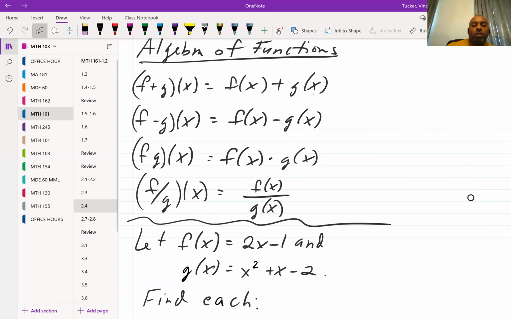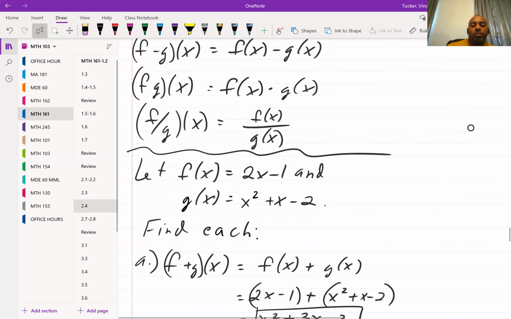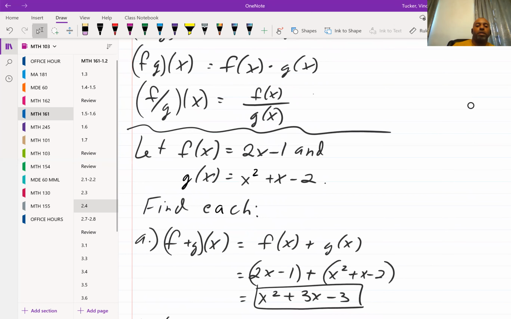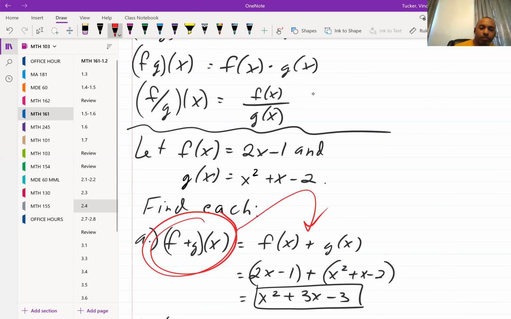All right, and scroll up. So the first one, f plus g of x, all they gave you was this. And so from there, then you would know to do this. So you're just adding your functions together, combining your like terms basically. So 2x minus 1, x squared plus x minus 2, x and 2x gave you 3x, negative 1 and negative 2 gave you negative 3 to give you the expression x squared plus 3x minus 3.